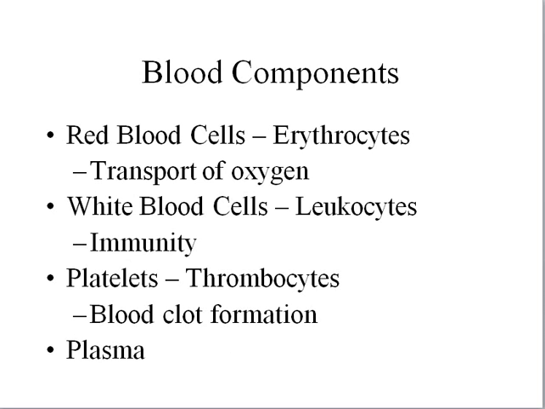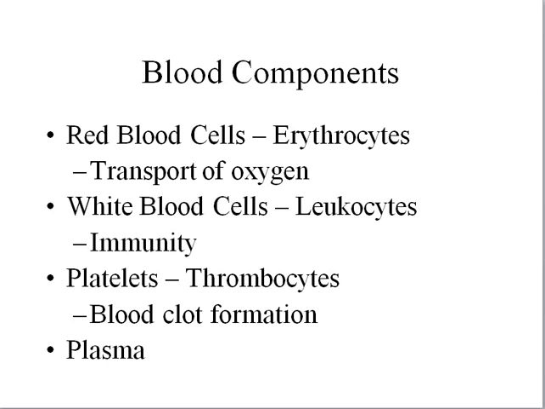Let's look at the different types of cells found in the blood. Normally, the most abundant are the red blood cells, also called erythrocytes. Erythro means red and cyte means container. They carry most of the oxygen transported by the blood.